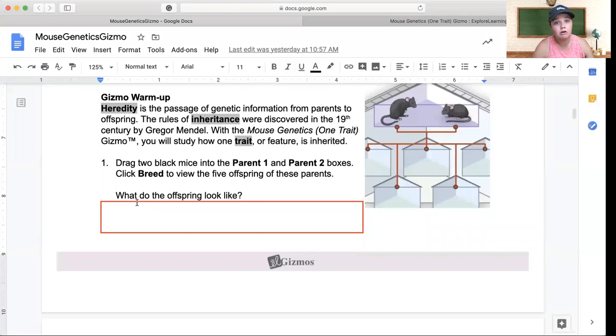Entire life. And so what he found in the pea plants can be carried on to any living thing that passes on its DNA. So with the Mouse Genetics One Trait Gizmo, we're going to study how only one trait or physical feature, for example, in this case, it's going to be color, is inherited, or how it's passed from parents down to offspring. So what you're going to do is you're going to drag 2 black mice into the parent 1 and parent 2 boxes, and then click breed to view the 5 offspring of these parents.